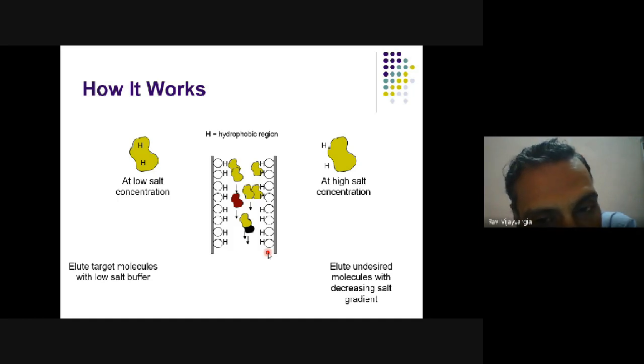So as you increase the number of hydrocarbons, the hydrophobicity of the column increases. The resin is the same; in HPLC the resin is silica based. To the silica resin you add this hydrocarbon chain, so that will make it hydrophobic.